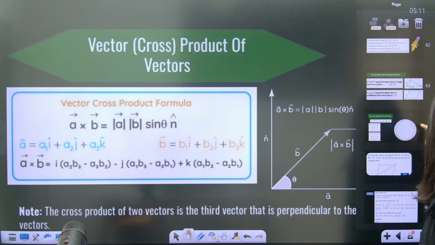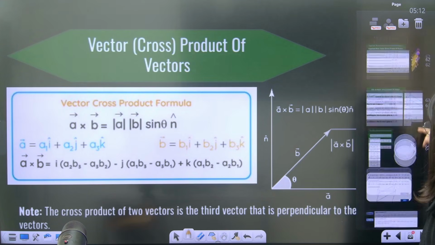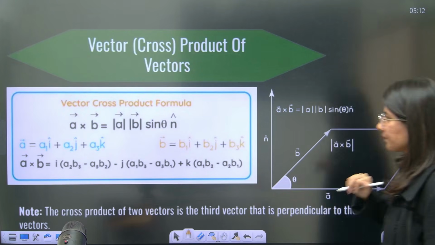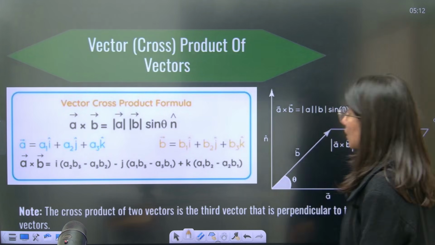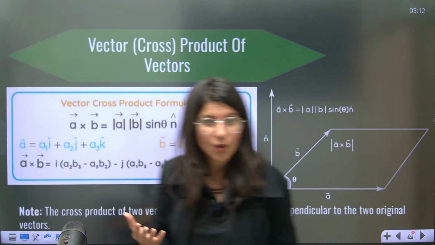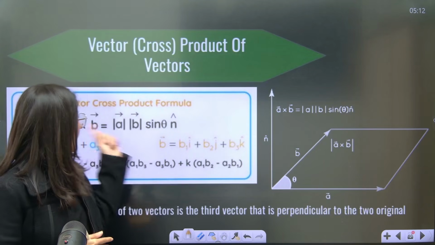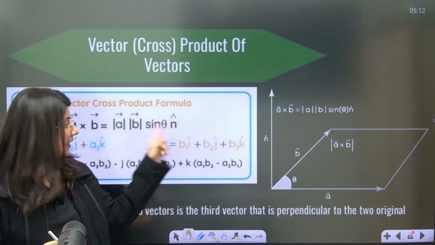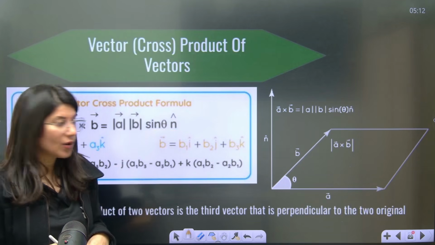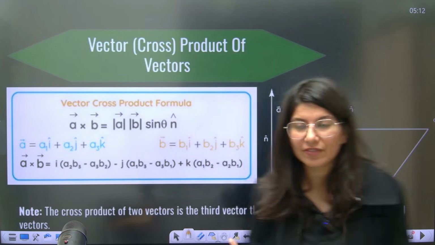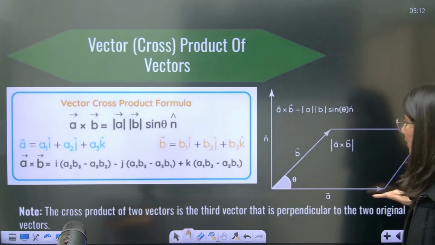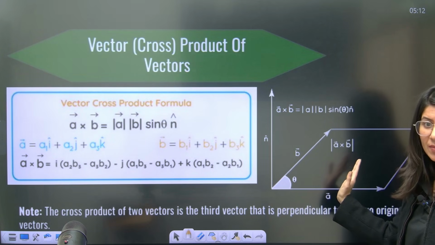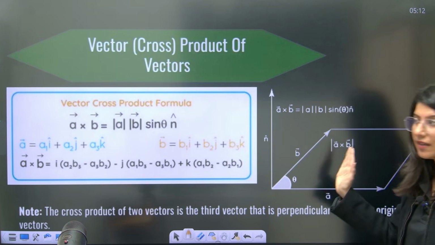Now we are going to talk about the cross product, and a couple of questions on cross product, okay? So cross product, or we can also call it vector product, which is A cross B equals AB sine theta n cap. This is a vector quantity. Now understand what is the meaning of A cross B. This is your A vector, this is your B vector. A cross B, the direction can be recognized by right hand thumb rule.